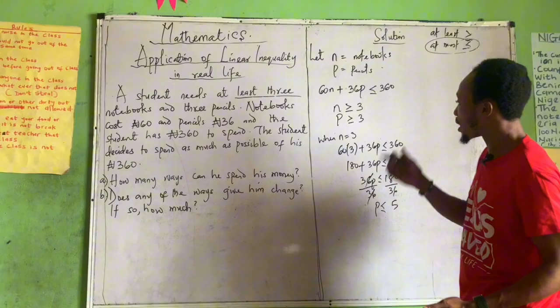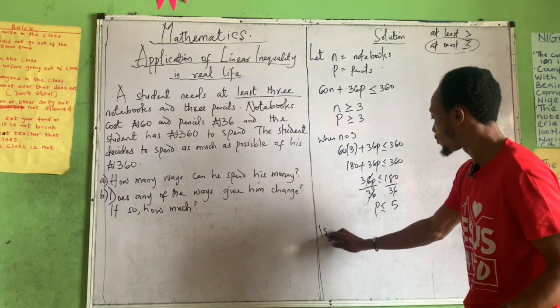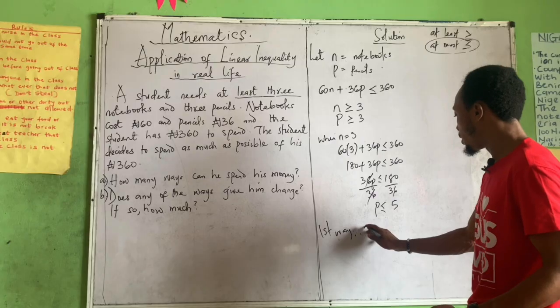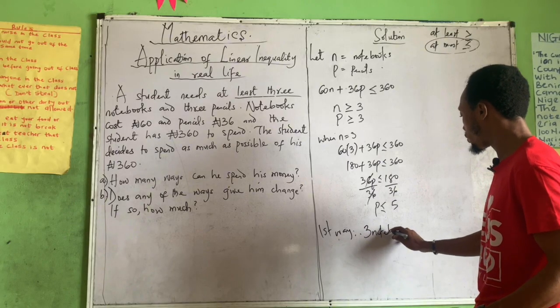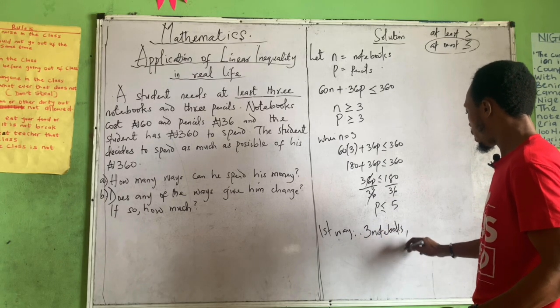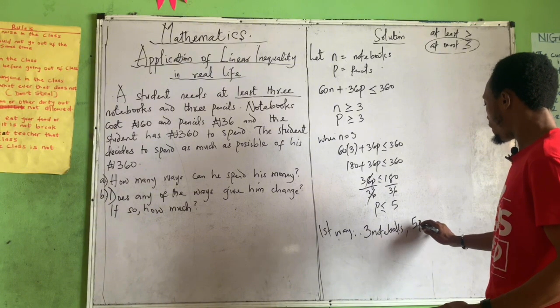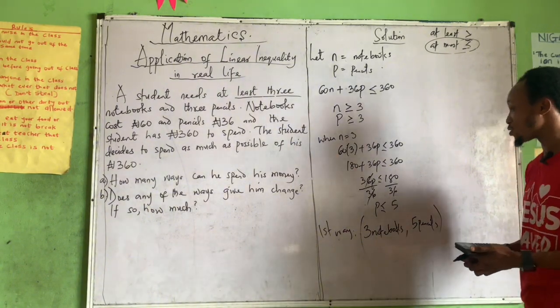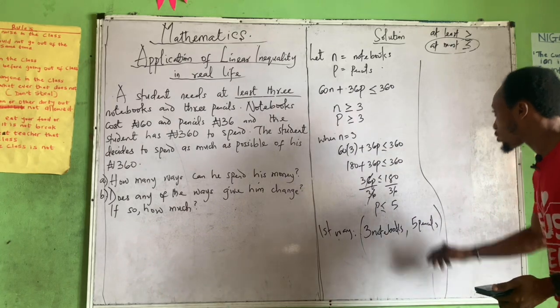So it means that the first way he can spend the money is when he buys 3 notebooks and 5 pencils. So if he buys 3 notebooks and 5 pencils, that is one of the ways. Now let's look at the second way.